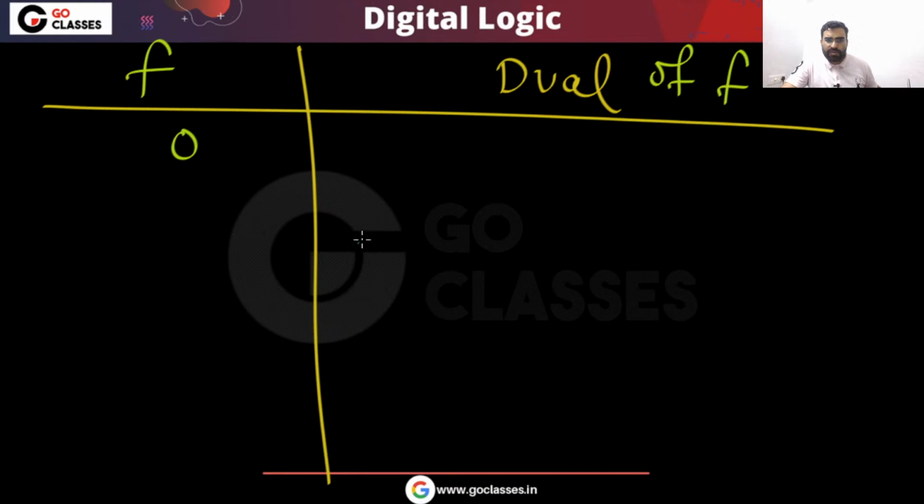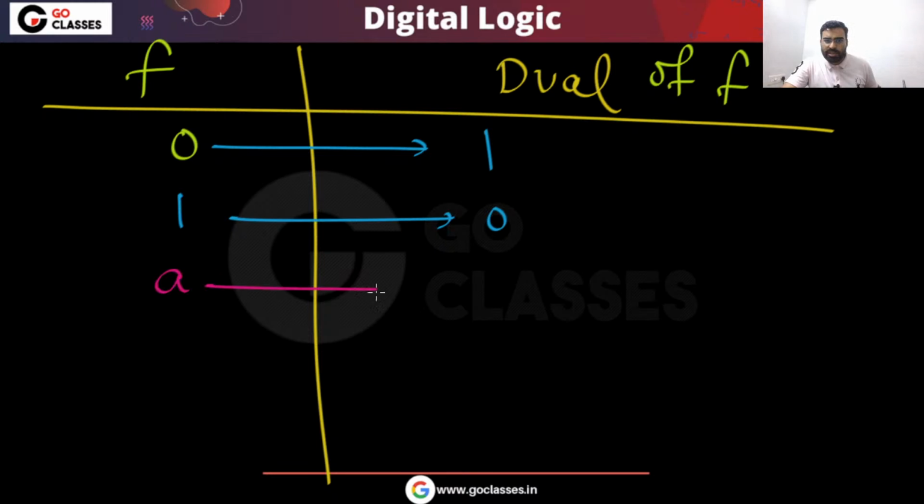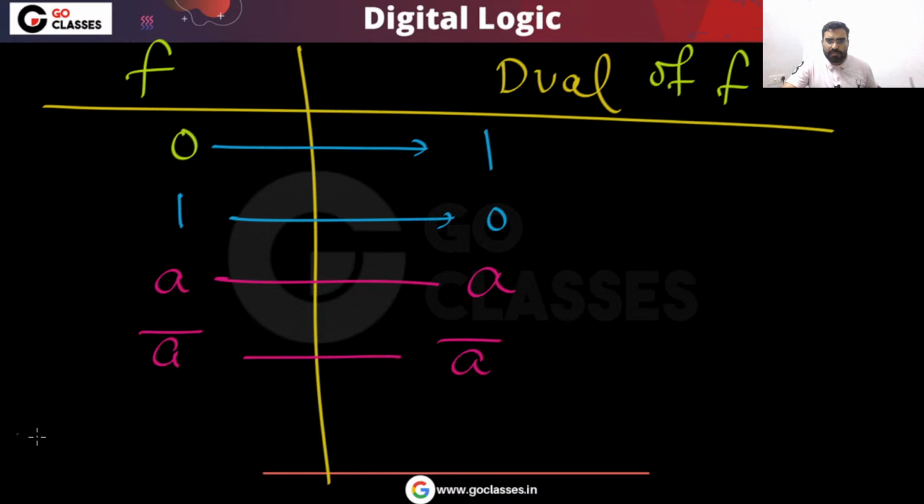So what is the dual of 0? You know that 0 will become 1 in the definition of dual. We have seen this. Okay, so for 1, next, what is the dual of a? That will be a. What is the dual of a bar? That will be a bar.